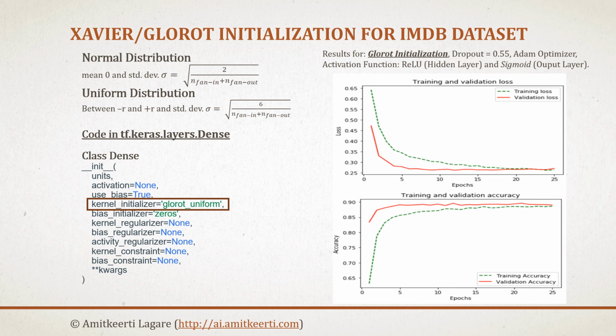However, if the kernel or weights have a uniform distribution within a range of -r to +r, then the standard deviation would be square root of 6 over sum of fan in and fan out. The graph on the right hand side shows the results of IMDB dataset when the kernel is initialized using the default Glorot uniform. These are the same results that we saw when we analyzed Adam Optimizer.